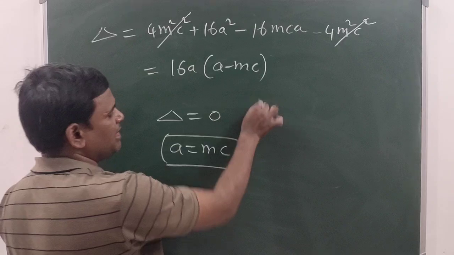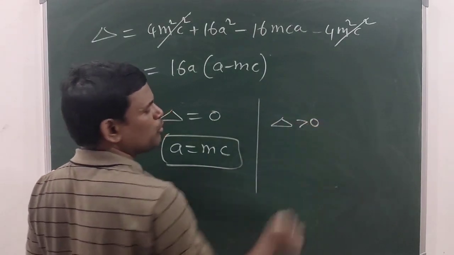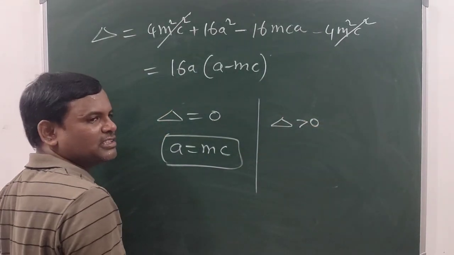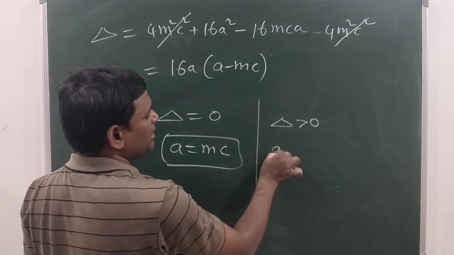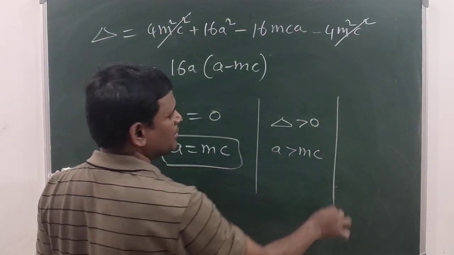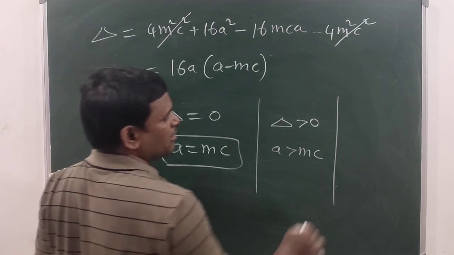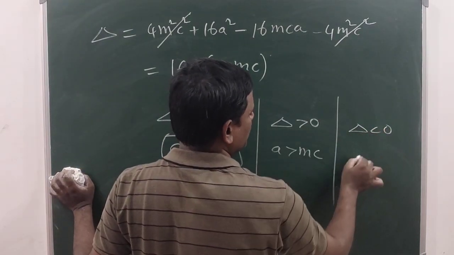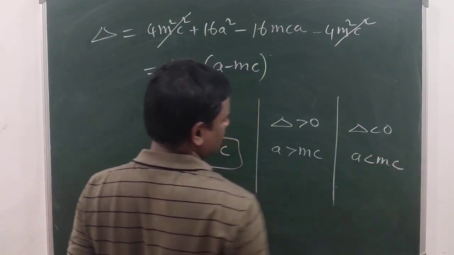Suppose it is a secant, meaning it intersects at two distinct points, delta is greater than 0, so here you will get a is more than mc. No relation: delta less than 0, so a less than mc you will get.